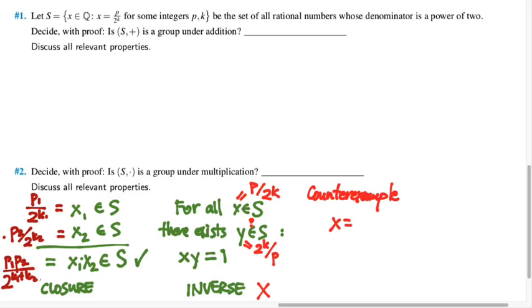If k equals 1 and p equals 3. And so that would be 3 over 2 to the 1, right? So x equals 3 halves. This belongs to S. But its inverse, the only fraction in the rational number system which when multiplied by it gives me 1, is 2/3. But what's the problem with 2/3? It doesn't belong to S.